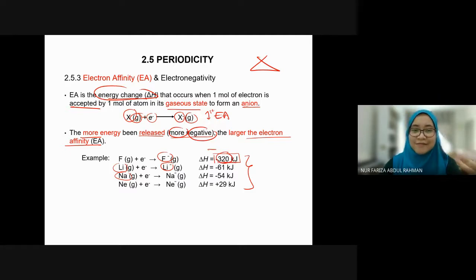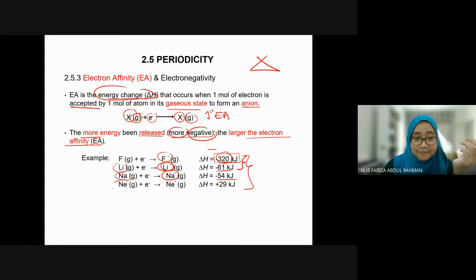We know that lithium does not favor to accept electron, right? But still we can force it to happen. Okay, dia boleh accept electron becoming lithium minus. Okay, so the delta H is negative 61. As you can see, okay, perbezaan dia sangat tinggi compared to fluorine. Same goes to sodium. Sodium, if it accepts electron, it becomes sodium minus, but the energy change is not that much. Okay? It is negative 54.